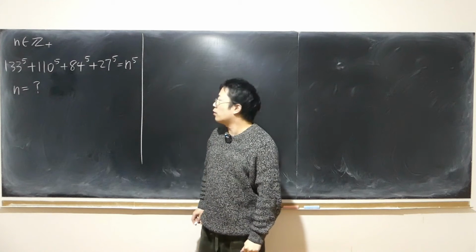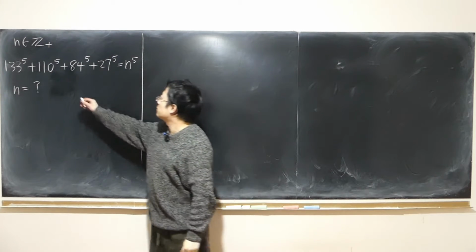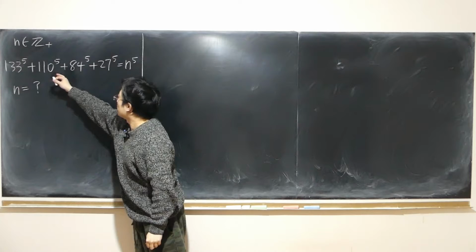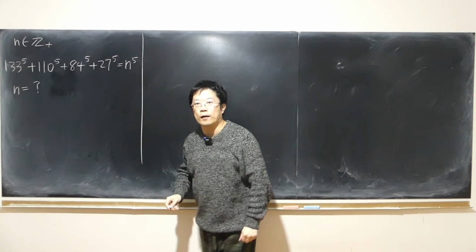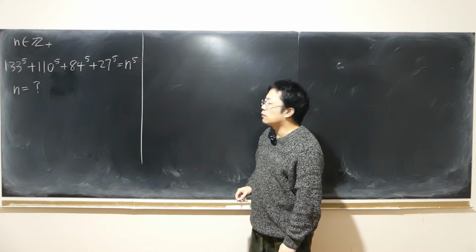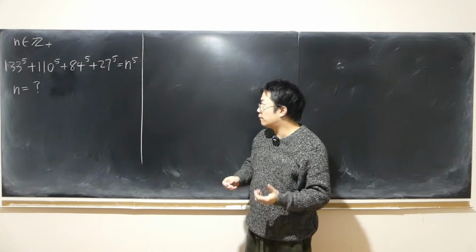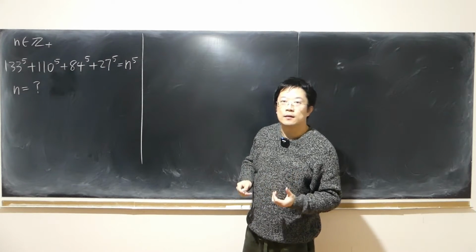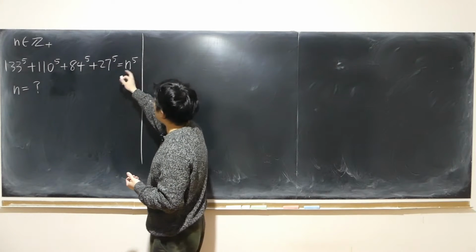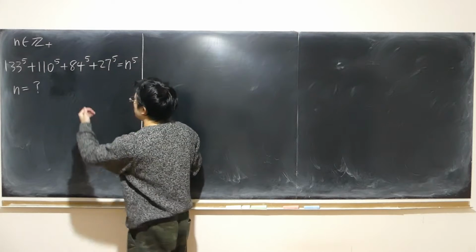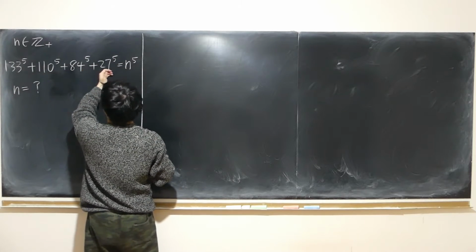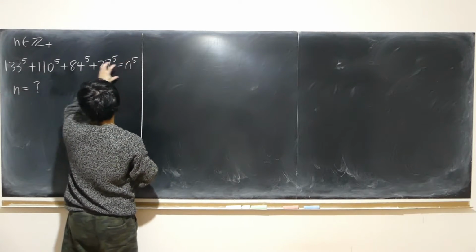What's n as a positive integer if 133 to the power of 5 plus all those powers of 5 equal n to the power of 5? So first of all, we have to get a rough, relatively nice estimation of the upper bound and lower bound of this. First of all, if I get rid of this, and this, so this is bigger than that.